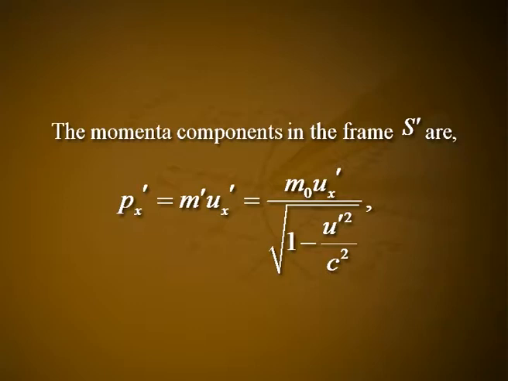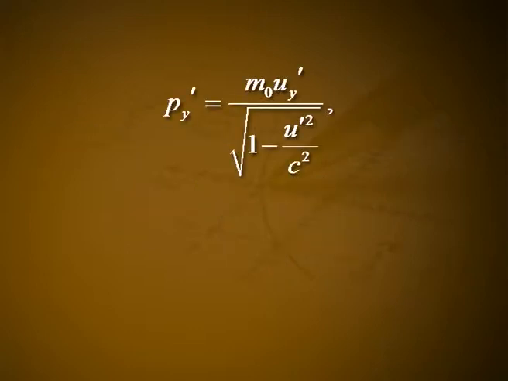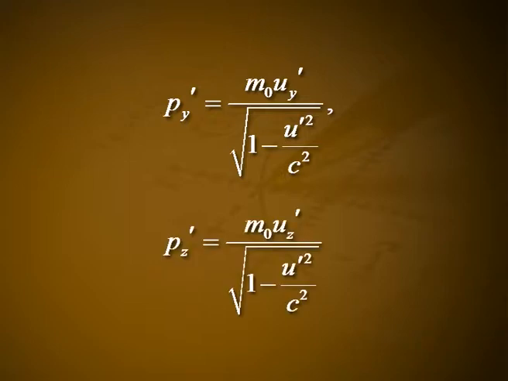The momenta components in the frame S' are px' is equal to m'ux', which is equal to m₀ux' divided by the square root of 1 − u'²/c². Py' is equal to m₀uy' divided by the square root of 1 − u'²/c². Pz' is equal to m₀uz' divided by the square root of 1 − u'²/c². And E' is equal to m'c², which is equal to m₀c² divided by the square root of 1 − u'²/c².